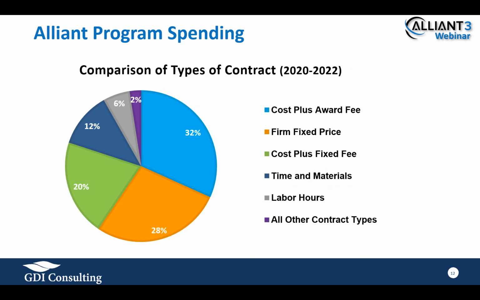As far as types of contracts, you can see that these are for 2020 to 2022. Cost plus award fee 32%, and firm fixed price 28%, and then cost plus fixed fee 20%. These are the main 3 categories that were used during those 3 years for the task orders. So it's not all FFP. A lot of cost plus award fee and cost plus fixed fee is also included. So overall, that's around 80% of the task orders built up by these 3 types of contracts.